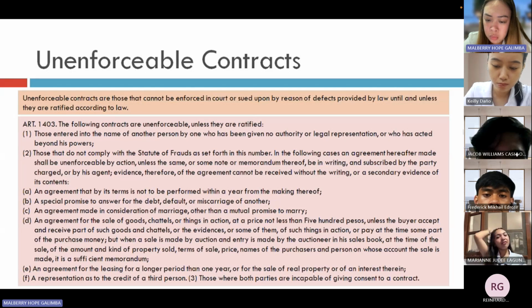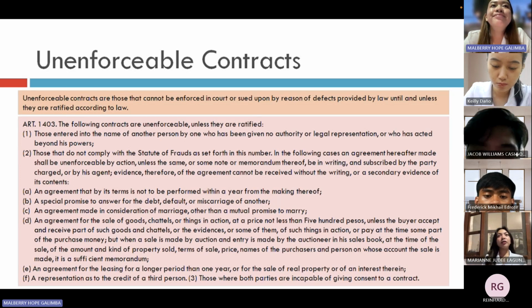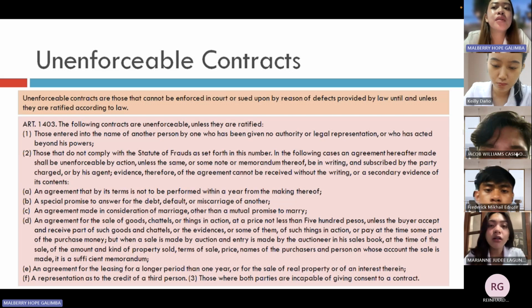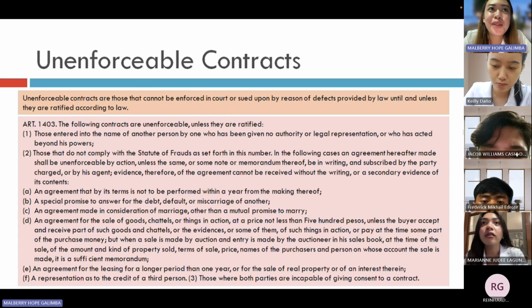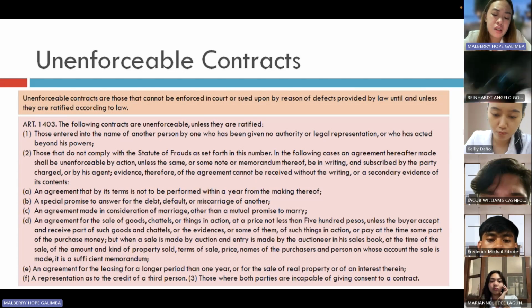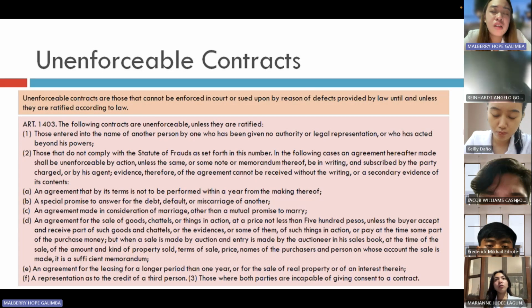Article 1403, the following enumerates the unenforceable contracts. Number 1, those entered into in the name of another person by one who has been given no authority or legal representation or who has acted beyond his power. Number 1 creates a situation wherein the person transacting in behalf of another person has no authority but acted beyond his powers. Then that contract is considered unenforceable.